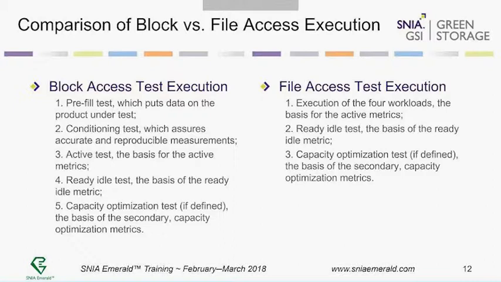To contrast that, we have the execution of the 4 workloads that we've already cited. You'll see that there is an instance of a ready idle test there also, which is the basis of that ready idle metric. And essentially, those ready idle tests in those 2 environments are identical. And then we have a capacity optimization test. Again, today, those 2 last tests are identical. We may find that down the road we're going to have to do some bifurcation in the test process there, but for today they're both identical. So, okay, questions?